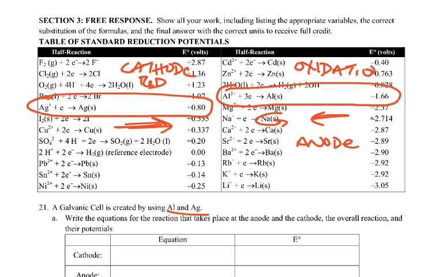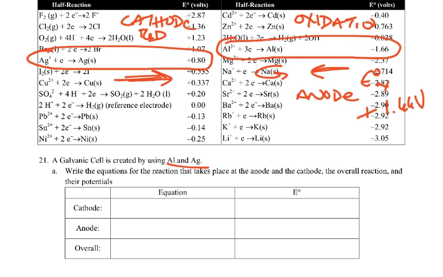And the voltage that we're going to use, we're going to call that the oxidation potential, and we're going to use positive 1.66 volts. So all that stuff we know just from where those two things are on the reduction potential chart. So let's start answering questions.